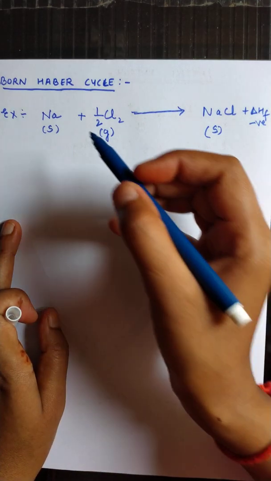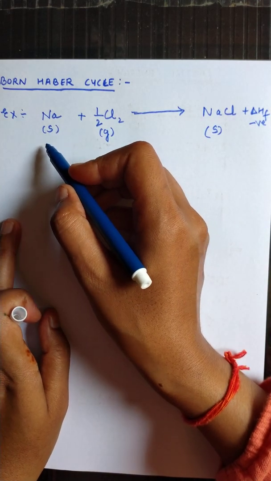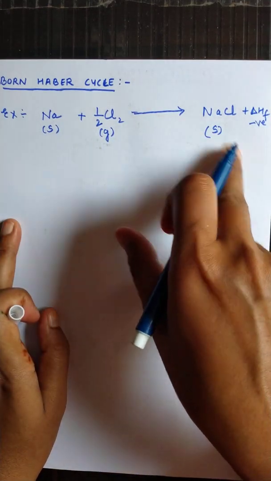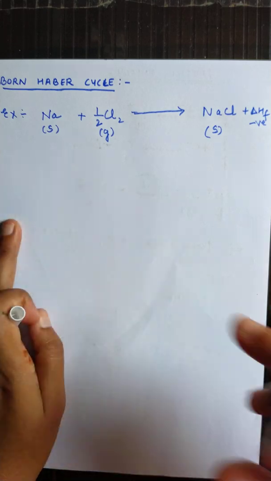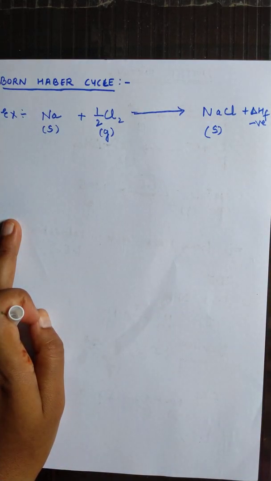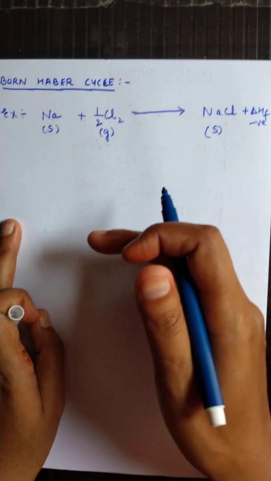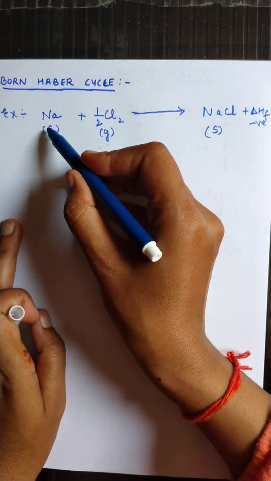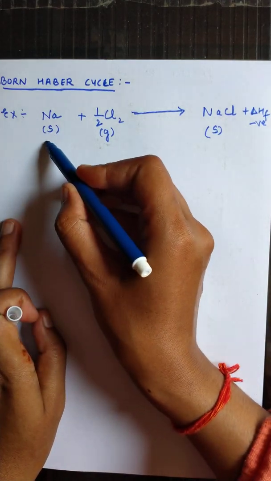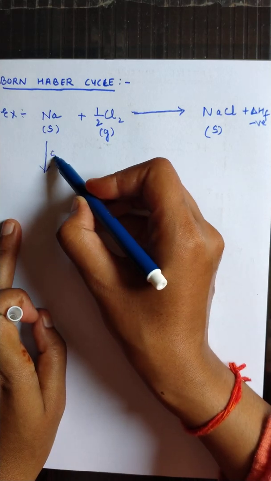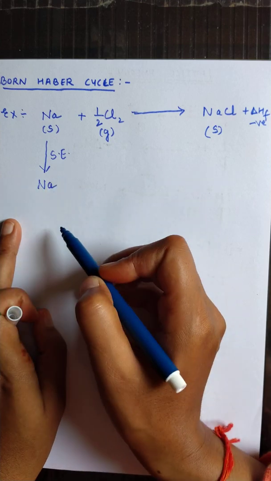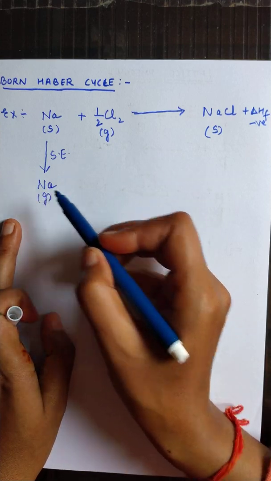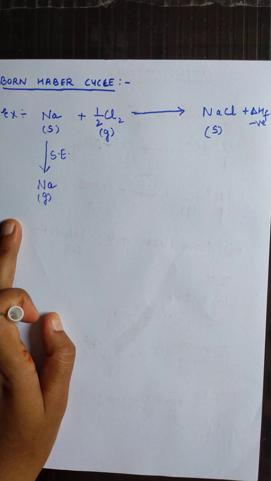Let's see. There is another way to form NaCl. We can make it directly or we can make it indirectly. How can we make it in an indirect way? Let's discuss. First of all, Na is in solid state. So हम क्या करेंगे? इसको गैशियस स्टेट में कन्वर्ट करने के लिए हम इसको प्रोवाइड करेंगे सब्लिमेशन एनर्जी. ये Na किस में हो गया? अब गैशियस स्टेट में. ओके, नाउ व्हाट विल वी डू?